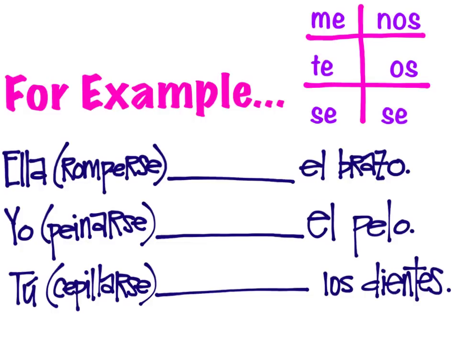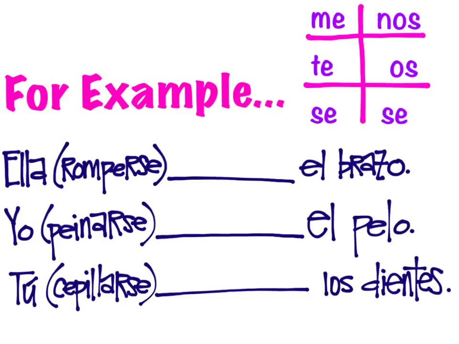So even though this sentence reads, Ella romperse el brazo, she breaks the arm, we know that in Spanish, we don't refer to body parts as mine or yours. They're simply the, and in the first one, that example would be the arm. And the second one, the hair. And the third one, the teeth. But since all of these sentences are reflexive, that reflexive pronoun attached to the infinitive of all of these verbs tells us that this will be her arm, my hair, your teeth.